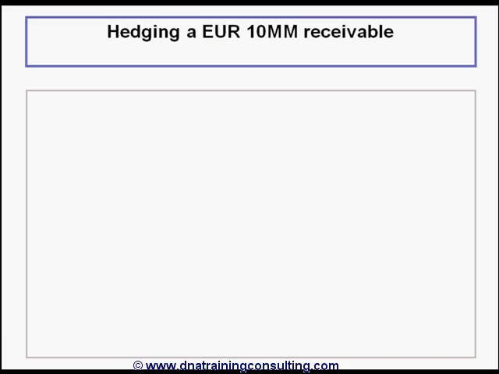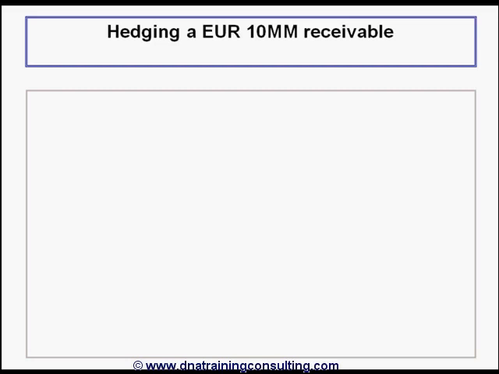Assume first that a US company is expecting to receive 10 million euros in 6 months from sales of its products into Europe. The company is worried about the risk of the euro weakening before the payment date and wishes to hedge this exposure.